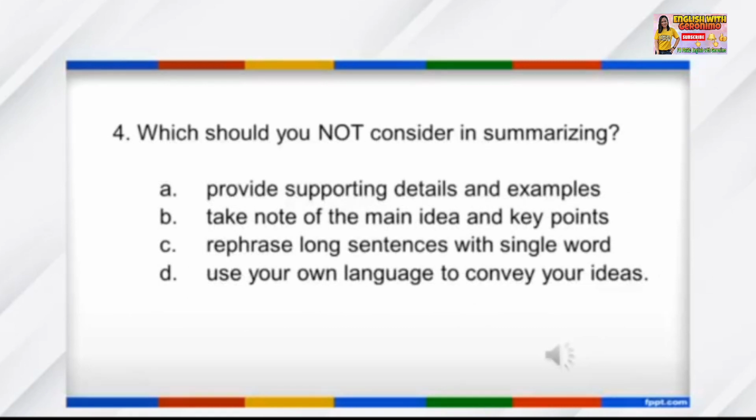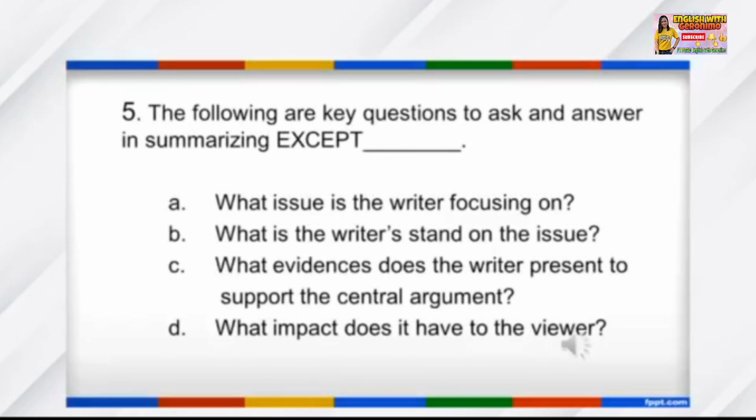Number 4. Which should you not consider in summarizing? Letter A. Provide supporting details and examples. Letter B. Take note of the main idea and key points. Letter C. Rephrase long sentences with single word. And letter D. Use your own language to convey your ideas. Number 5. The following are key questions to ask and answer in summarizing, except A. What issue is the writer focusing on? Letter B. What is the writer's stand on the issue? Letter C. What evidences does the writer present to support the central argument? Letter D. What impact does it have to the viewer?